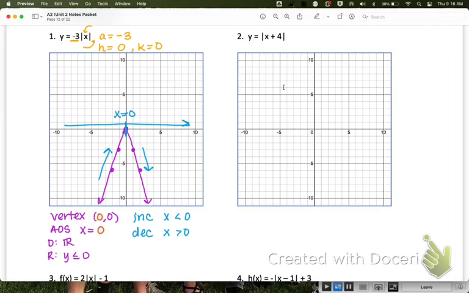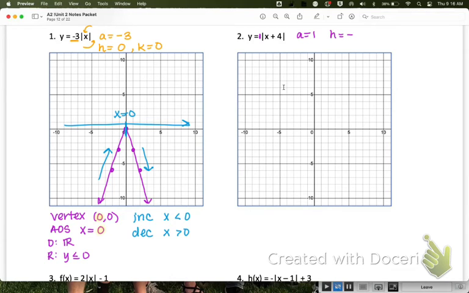So let's try another one. So in this case, a is equal to 1. That's because there's nothing in front. It can't be 0. If I multiplied by 0, that would zero out the whole thing, and I would just have y equals 0. There would be no absolute value left. So a is equal to 1.